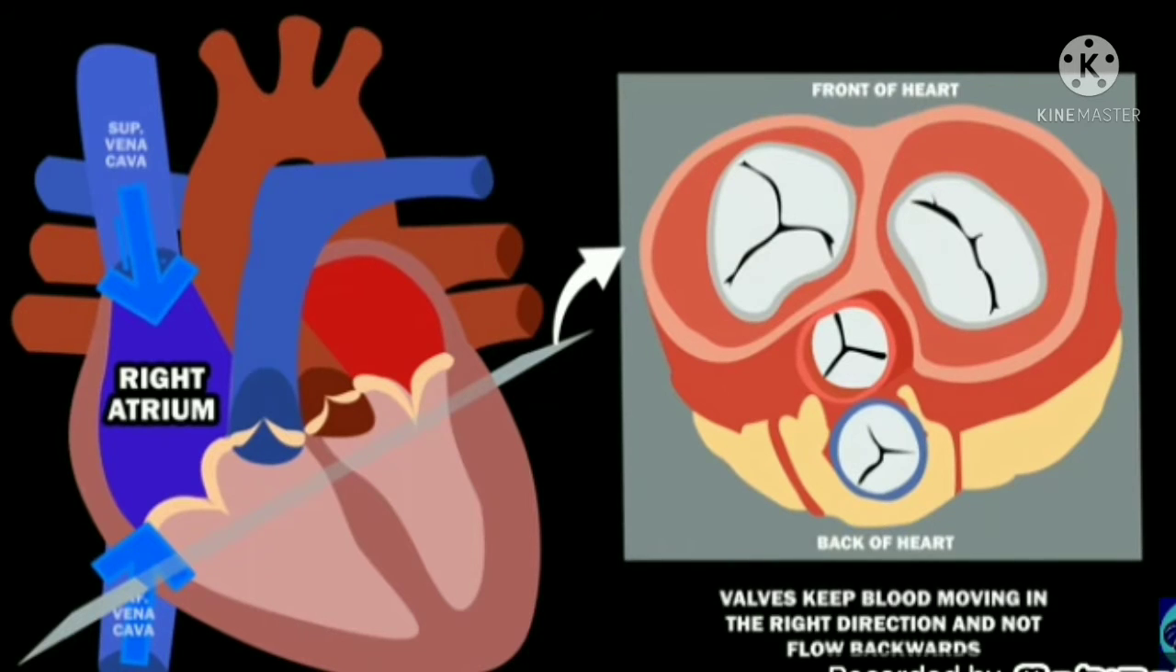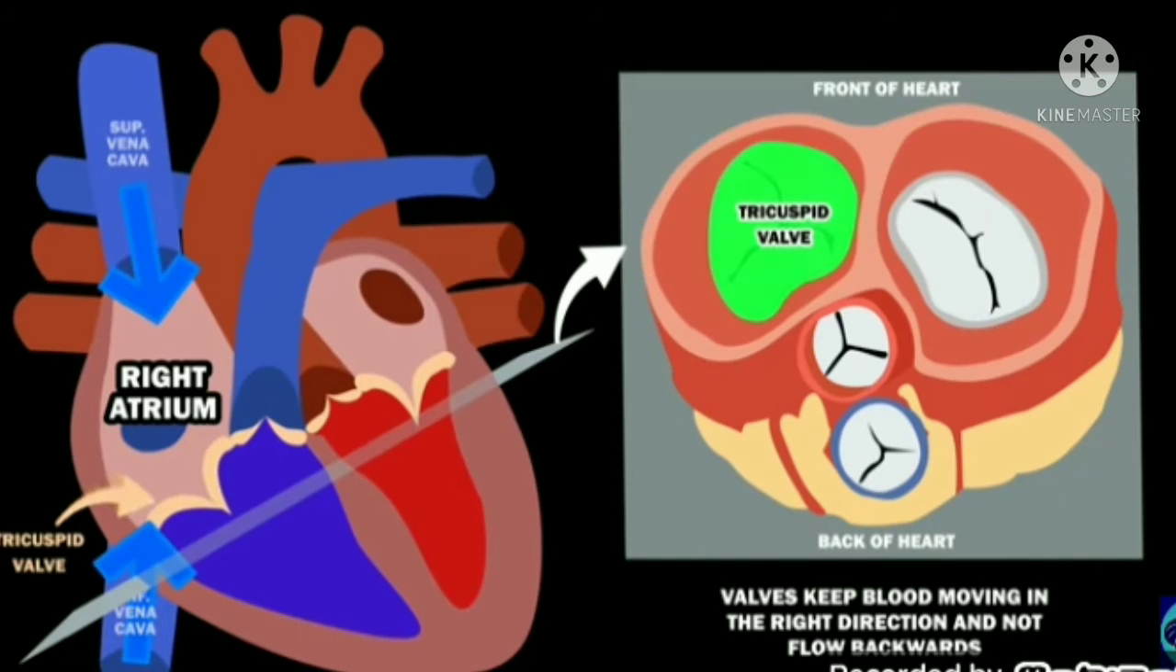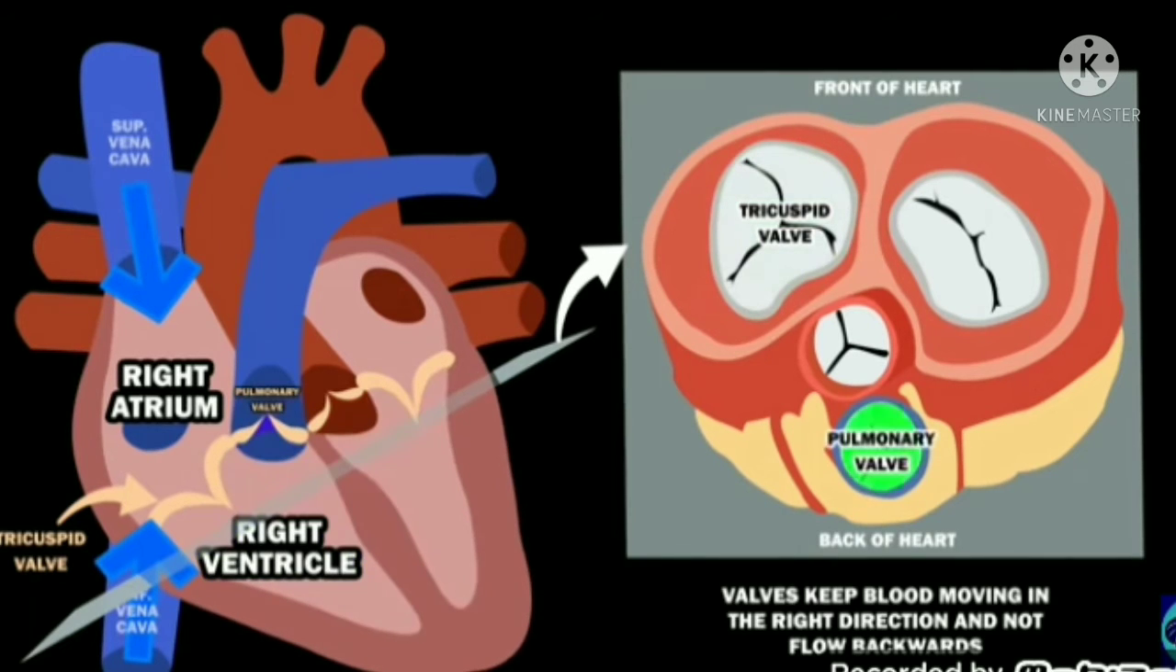The purpose of the valves is to keep blood moving in the right direction and not flow backwards. Blood exits the right atrium through the tricuspid valve, so called because it has 3 flaps, and enters the right ventricle. The blood exits the right ventricle through the pulmonary valve and enters the pulmonary artery.